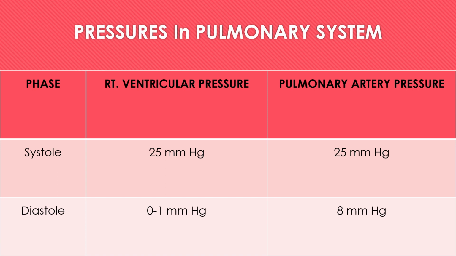This we have discussed. The right ventricular pressure is 25 in systole and diastole is 0 to 1 millimeter of mercury. Pulmonary arterial pressure is 25 millimeter of mercury, and diastolic pressure is 8 millimeter of mercury.